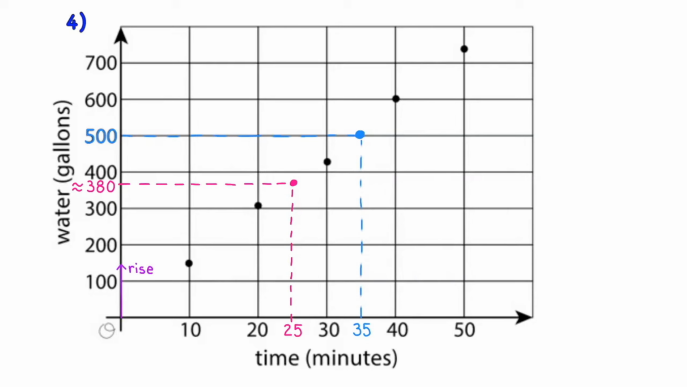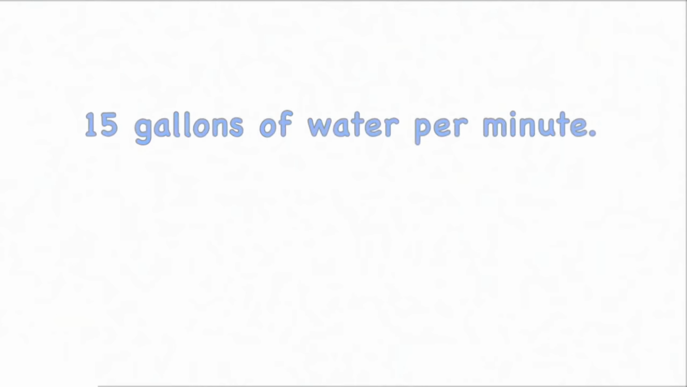The rise is 150 gallons of water, and the run is 10 minutes. That means that for this graph, the rise over run is 150 over 10, which is equivalent to 15 over 1. That equals 15 gallons of water per minute.